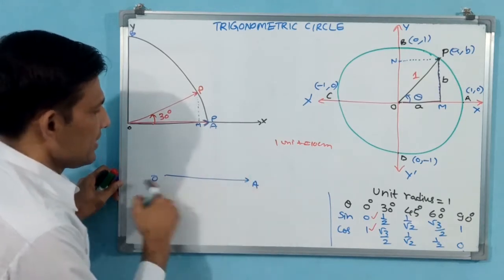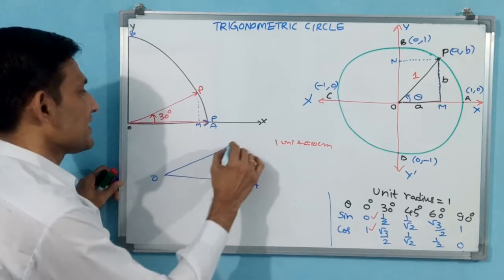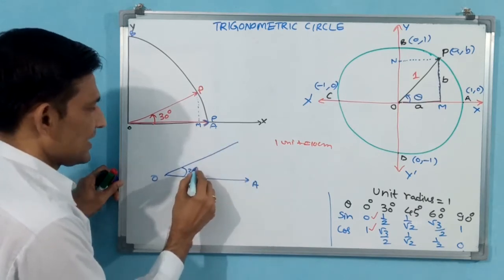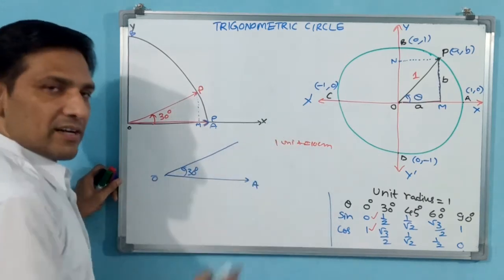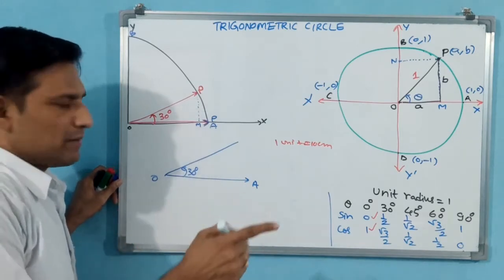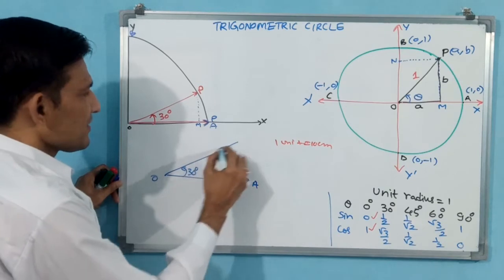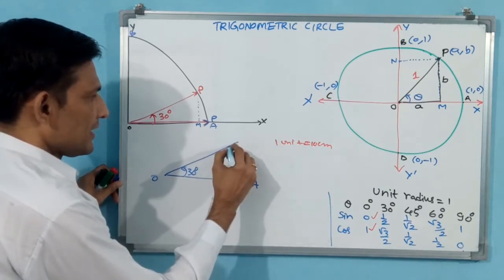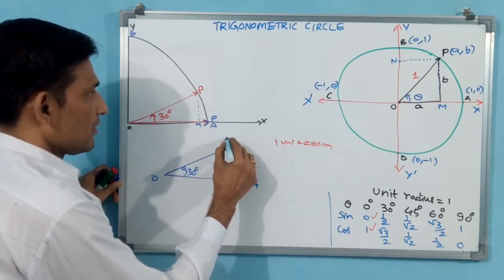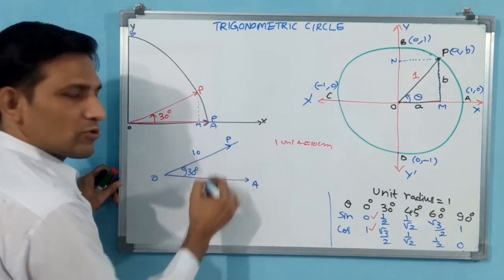On the x-axis you have drawn a line, and you have made 30 degrees. You have drawn another line with the protractor on graph paper. See what you have to do: from O to P, 10 centimeters, you stop. This is P, 10 centimeters, where you have stopped.